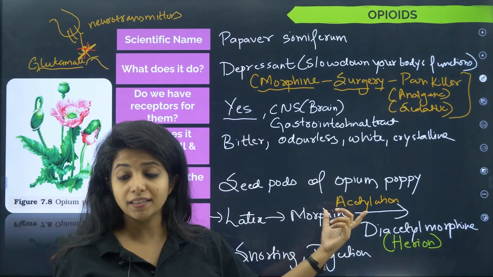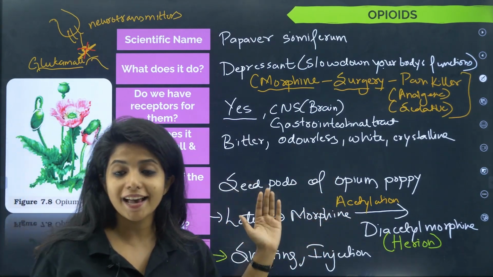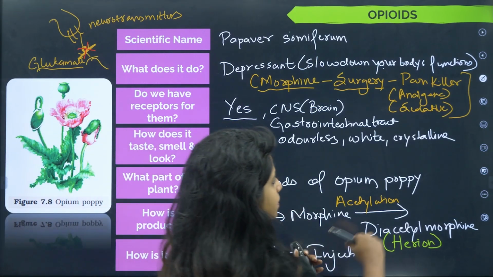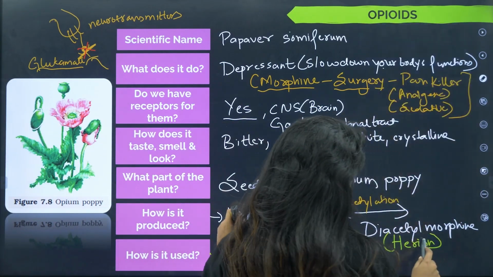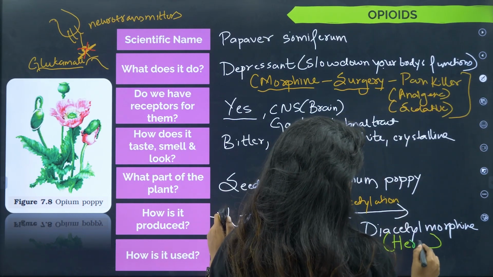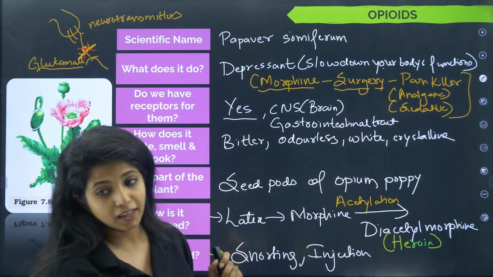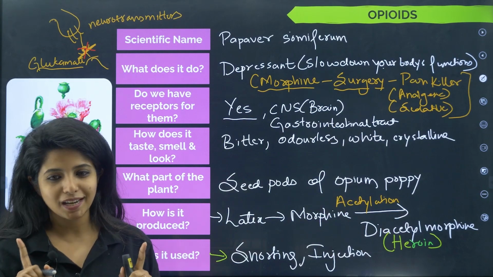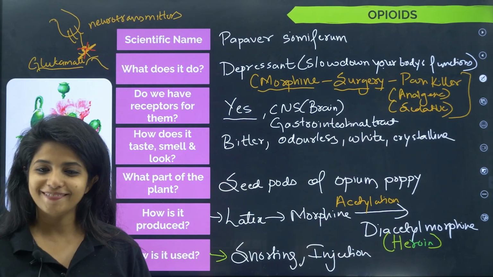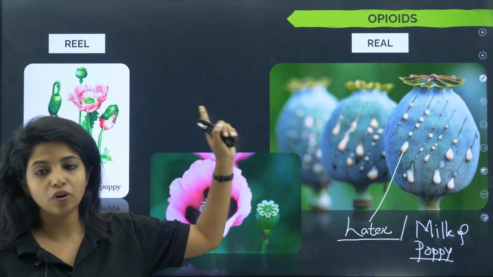From the morphine you do acetylation. You get diacetyl morphine, which is known as heroin. And oh, I messed up the spelling. Okay, please children, you have your NCERT textbook. I think you can check the spelling, but please check it once. Okay, and now how is it used? Snorting or injection. Done? Will you be able to remember this picture of it?